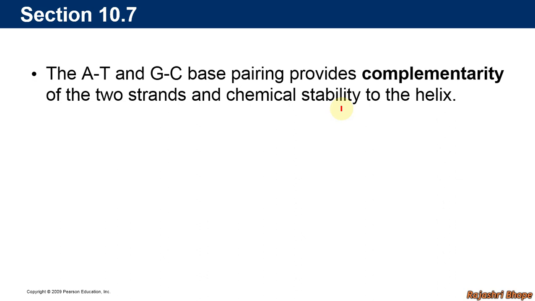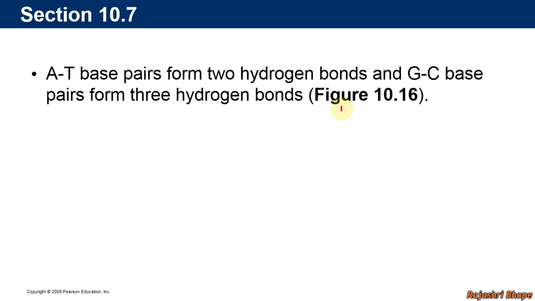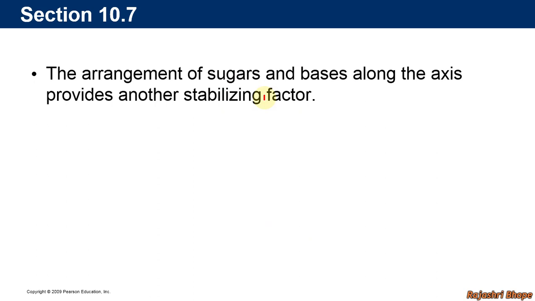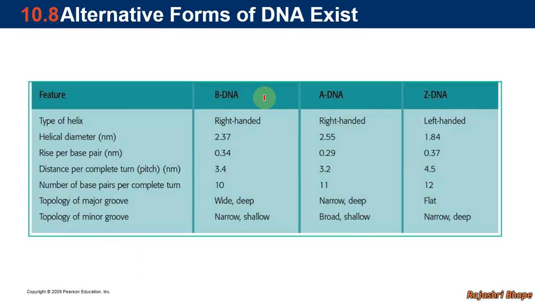AT and GC base pairing provides complementarity of the two strands and chemical stability of the helix. AT base pairs form two hydrogen bonds, and GC form three hydrogen bonds. Here you can see these are 3 hydrogen bonds between G and C and 2 hydrogen bonds between A and T. Arrangement of sugars and bases along the axis provides another stabilizing factor.